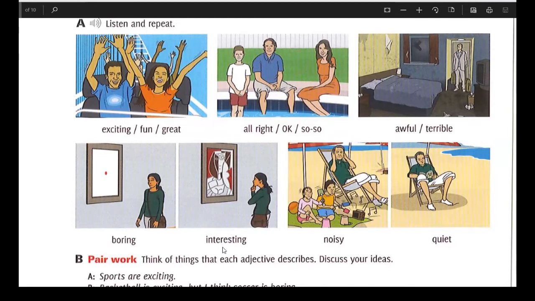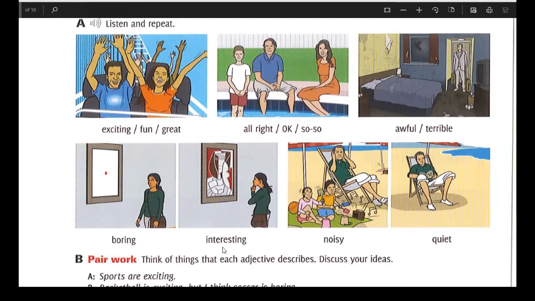Noise, noun. Noisy, adjective. Quiet. So when I read a book, I need a quiet place to study. Okay, so that is another activity you can discuss with this word, quiet. My place is quiet. You can say, my room is quiet.